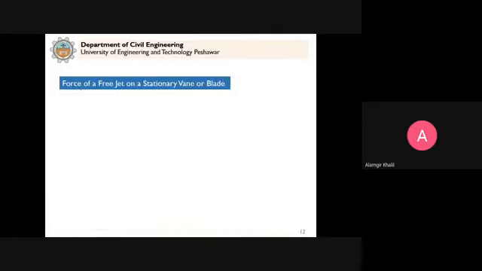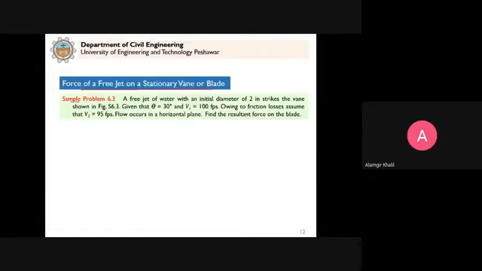Next, we consider the force of a free jet on a stationary vane or blade. So we simplify this and understand by solving this problem. This is a problem from the textbook. So how do we calculate the force that is striking a stationary vane or blade? If the vane, blade or plate, whatever you call it, is at rest, how much force is acting on that vane, blade or plate by the free jet of water?